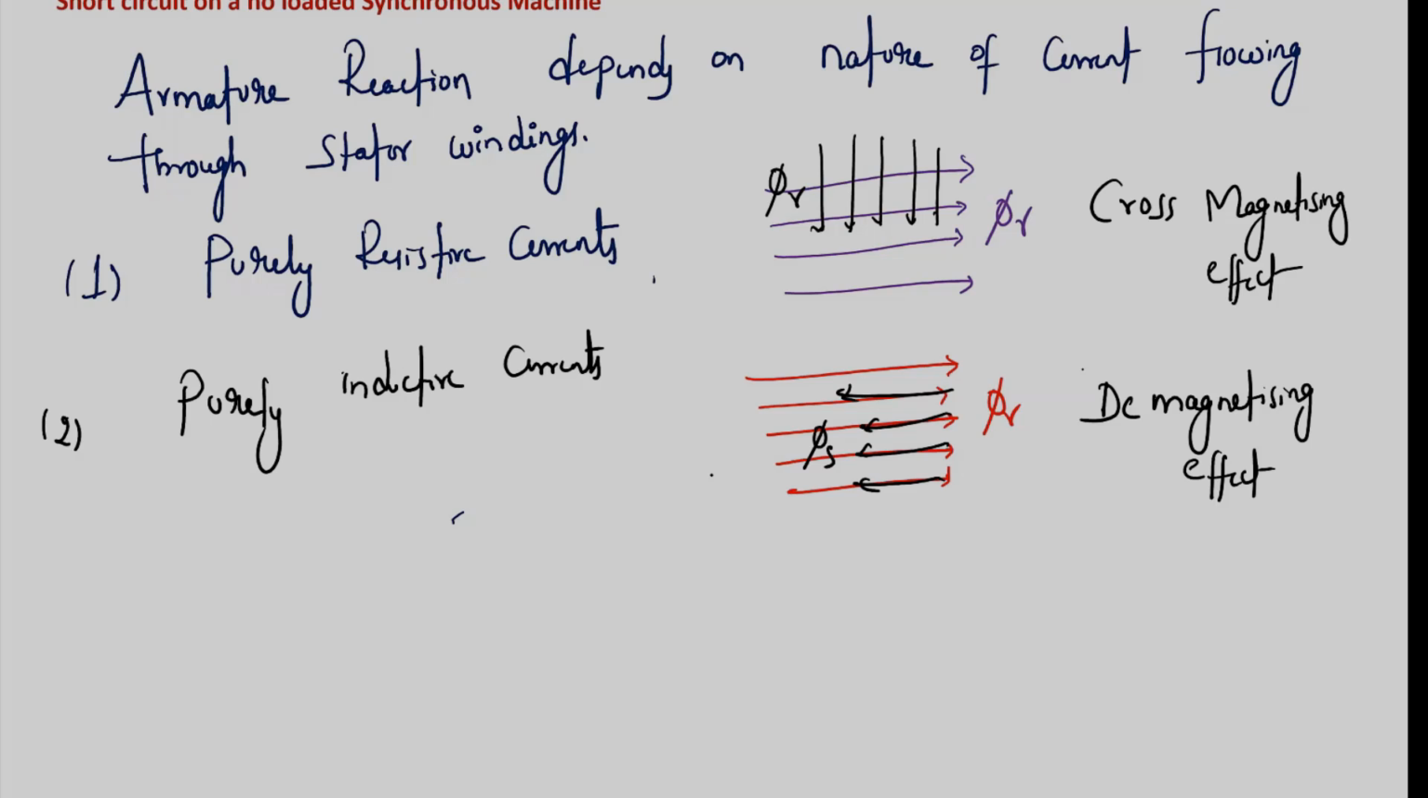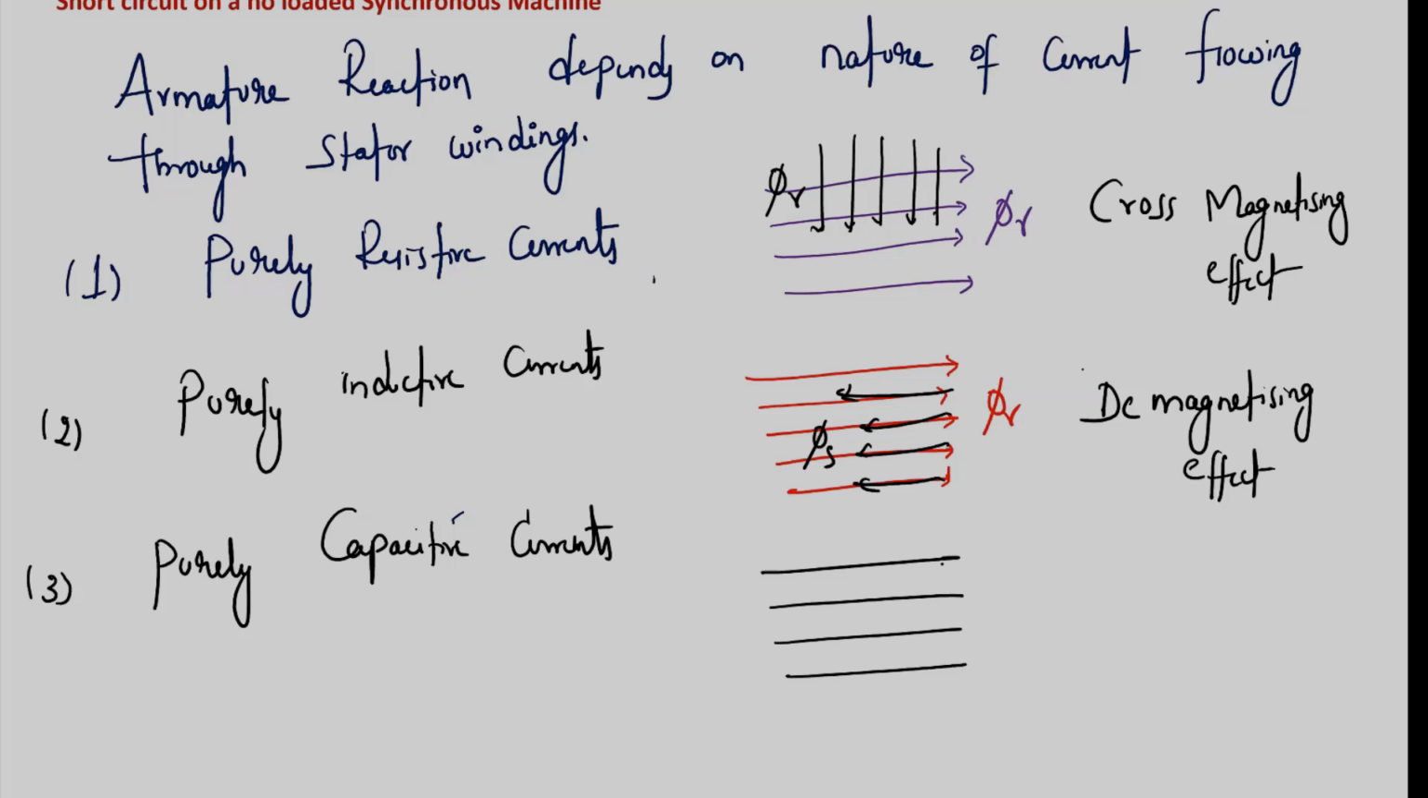Now, when it carries purely capacitive currents, suppose this is the main field flux. Your stator flux will be in the same direction as the rotor flux. Both are in the same direction. They add, one will add to the other. This is called a magnetizing effect.